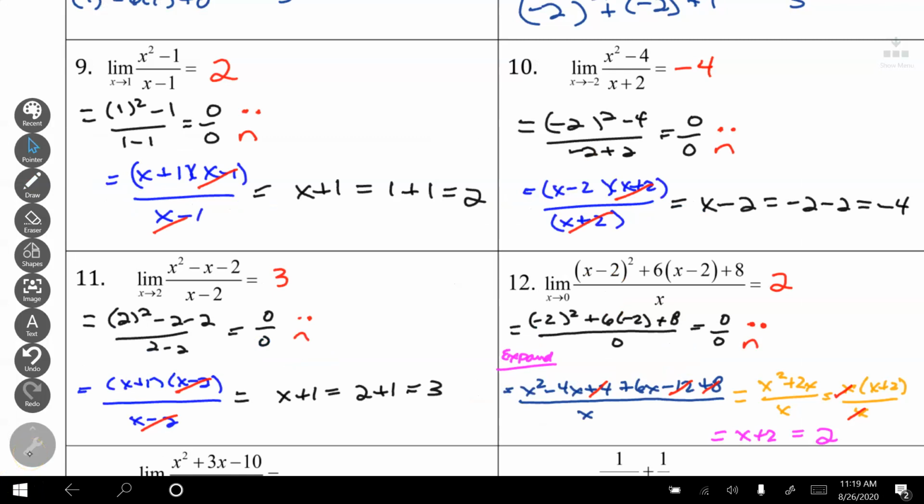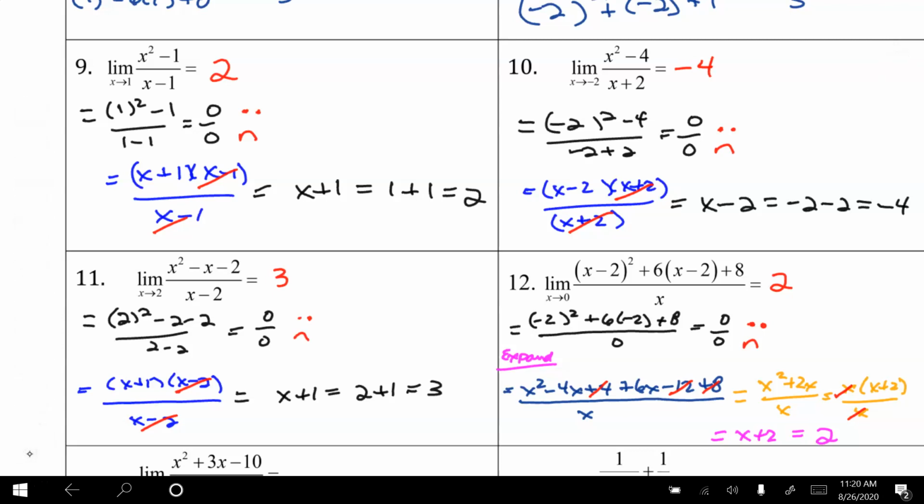Okay, you can see for every one of these problems, we're getting 0 over 0 when we plug in that number for x. So I have to do more work. On number 9, 10, and 11, we did some factoring. Things canceled out. That means they're gone, and you're left over with, like in number 9, x plus 1. But then I have to go back and plug in whatever number I was told. So number 9, I had to plug in 1. And number 10, when I had x minus 2, I had to plug in the negative 2.